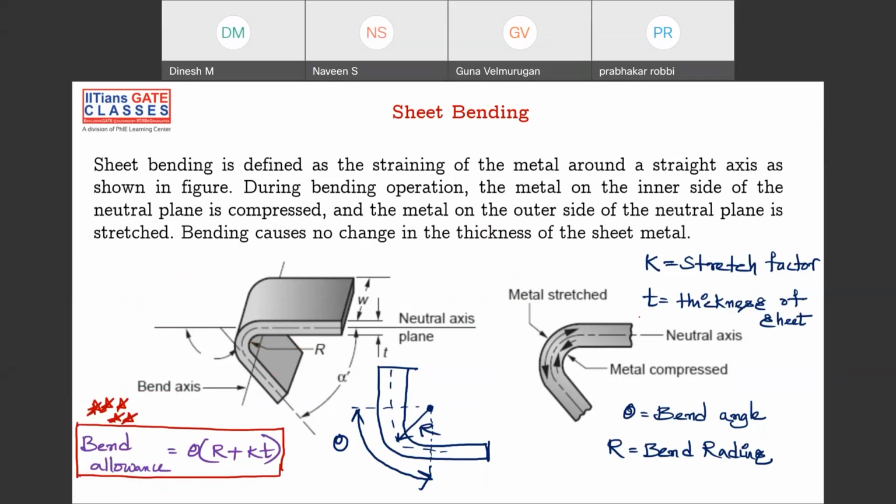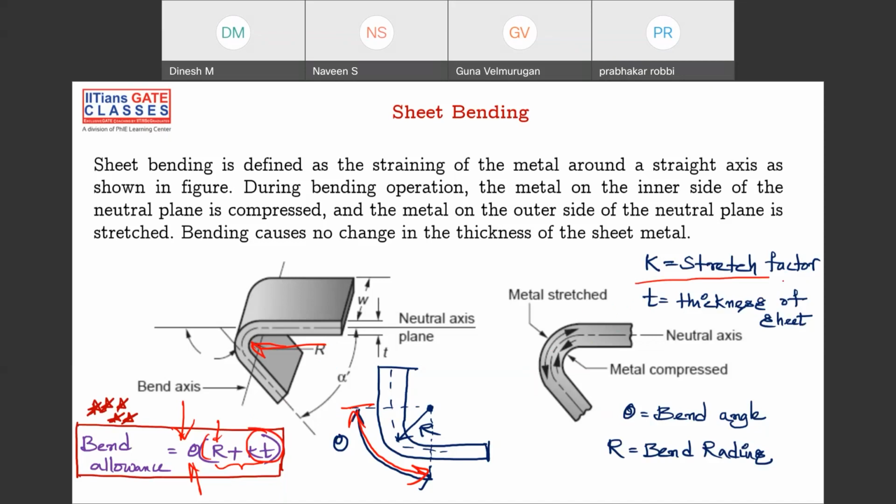And so here what we have to understand is that some kind of allowance has to be given for the bending operation. Okay. So what is the allowance for the bending operation? This is a very important formula. I don't know maybe they'll be asking this kind of question in the exam or not, but it's very important in GATE. Okay. So the bend allowance that you have to give is theta into (R plus KT). What is theta? Theta is nothing but the bend angle that you are trying to bend. What is R? The bend radius, the radius that you are trying to achieve, plus K. What is K? K is nothing but some stretch factor.